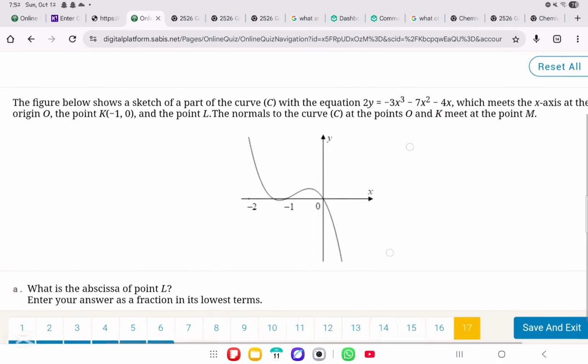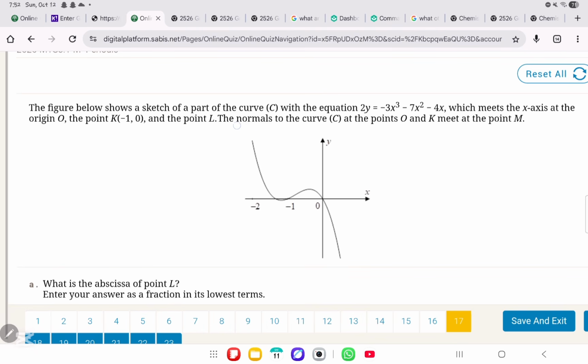Let's continue reading. They said that the normals to the curve C at the points O and K meet at the point M. So what does this mean? This is the point O over here, the origin, and the point K, minus 1, 0 here. And they said that their normals, let us draw their normals. For O, its normal is like this. For K, its normal is like this. They said their normals meet at a point, this point over here. And they want us to find the coordinates of this point.